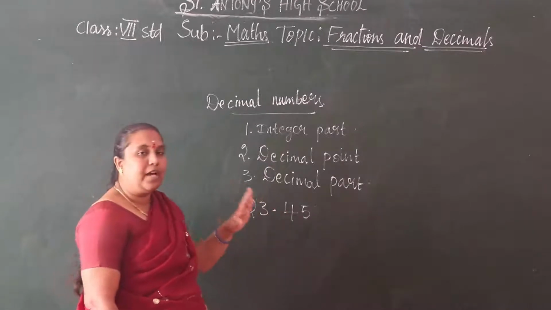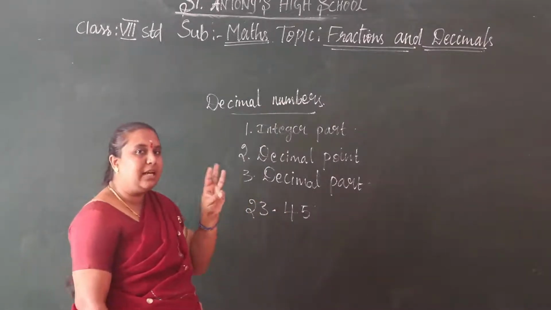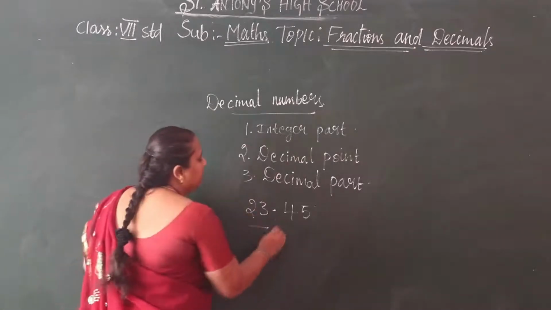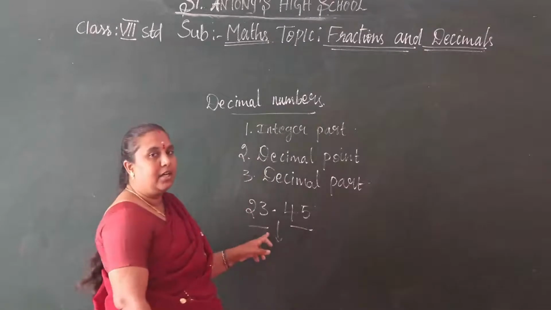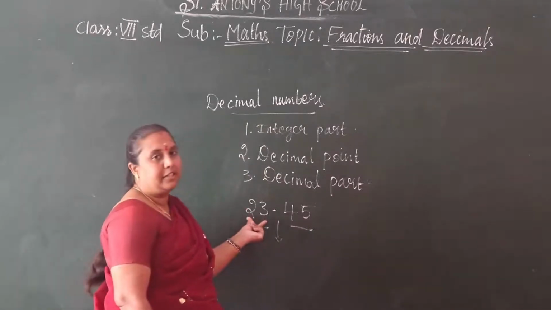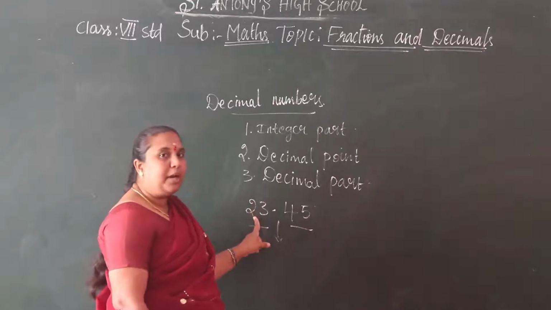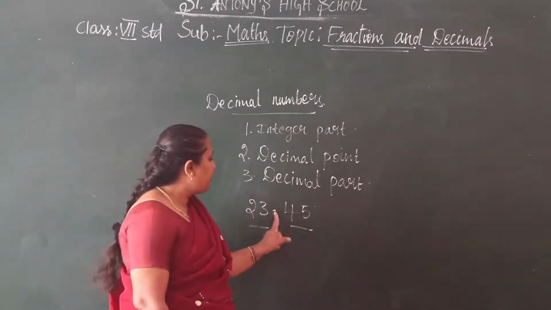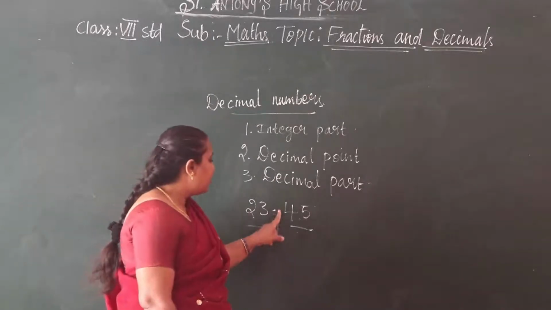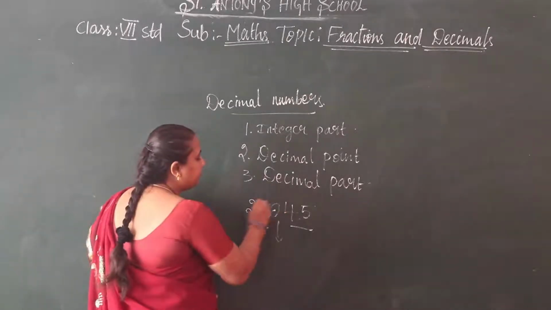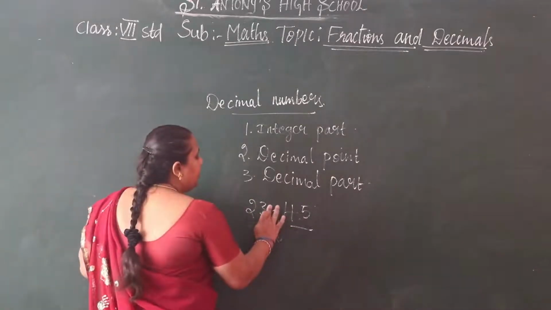23.45. So here we have three parts. In a decimal number we have three parts. What are the three parts? Integer part, decimal point and decimal part. The left side of the decimal point you have the integer part, and the right side of the decimal point you have the decimal part. This you can say is the decimal point. So now, example.